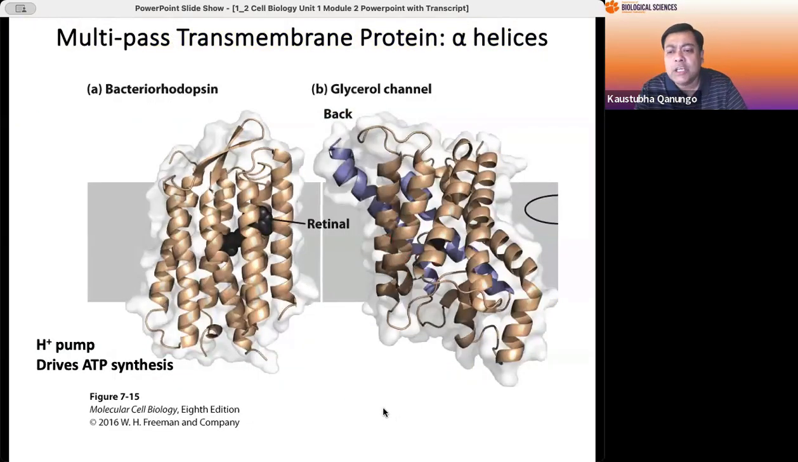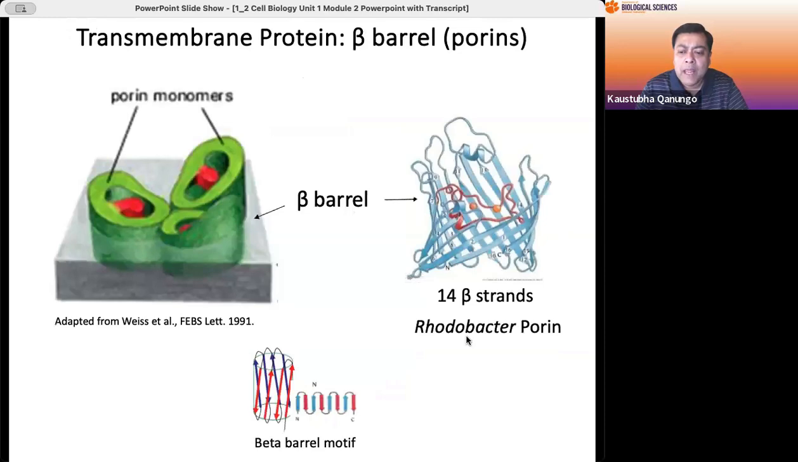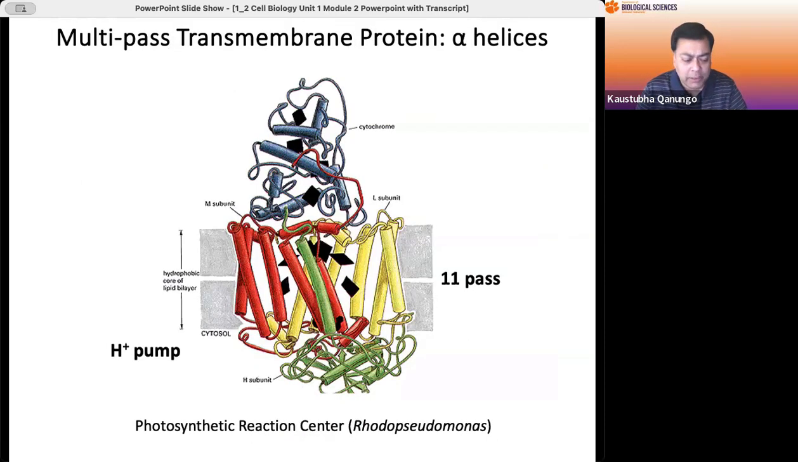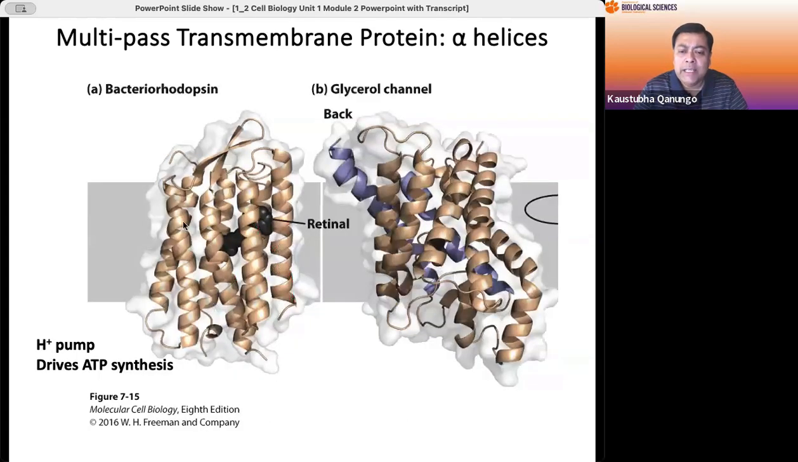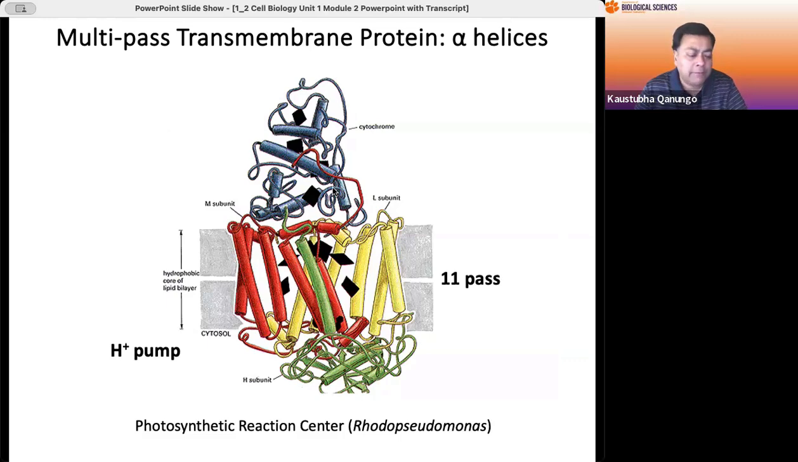Then these are just a couple of different proteins, only for your visual representation. We are not going to ask any questions from those. This is a bacteriorhodopsin glycerol channel. This is a multipass proton pump photosynthetic reaction center. And this is a little bit different compared to those. That's why I just put it in there for perspective, not required for any questions. These are mainly alpha helices. And you have these intra-chain hydrogen bonds which stabilize those. This is also alpha helices.